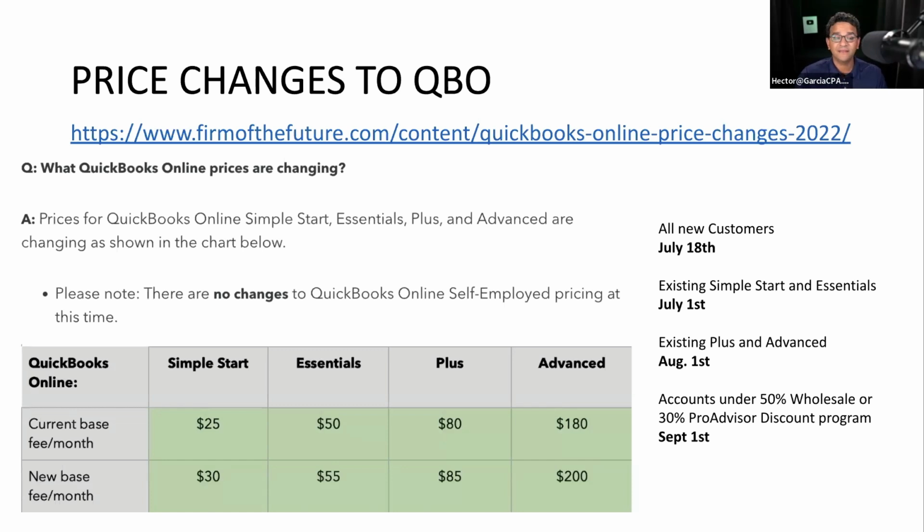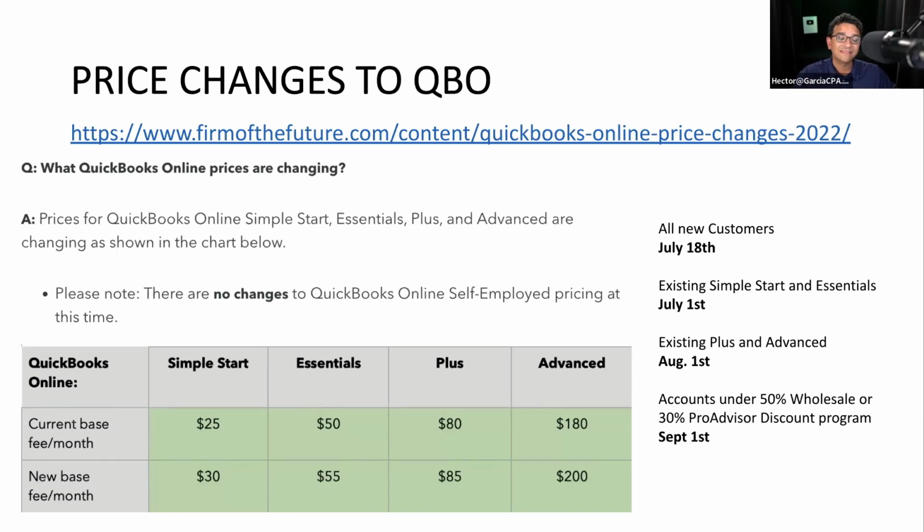On July 18th, officially, all new customers will see the new pricing on the website. So today, June 23rd, it's going to be the old pricing, 25, 50, and 80. But starting July 18th, any new accounts are going to be showing up with the new pricing.